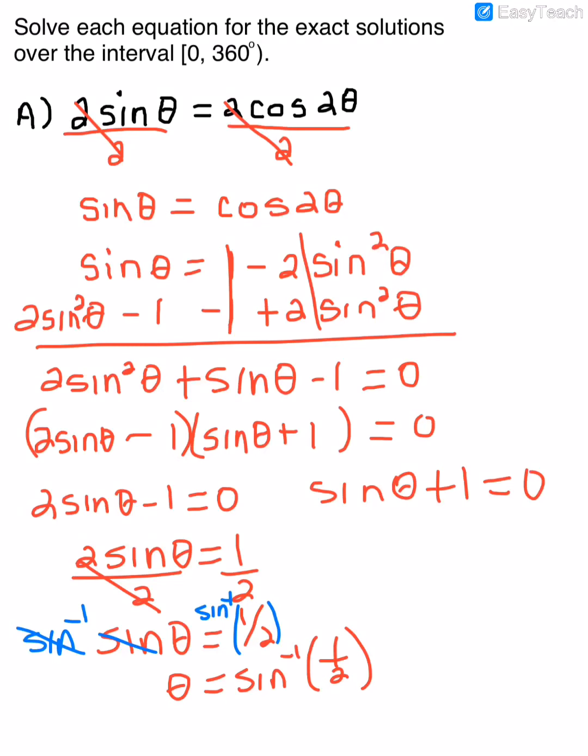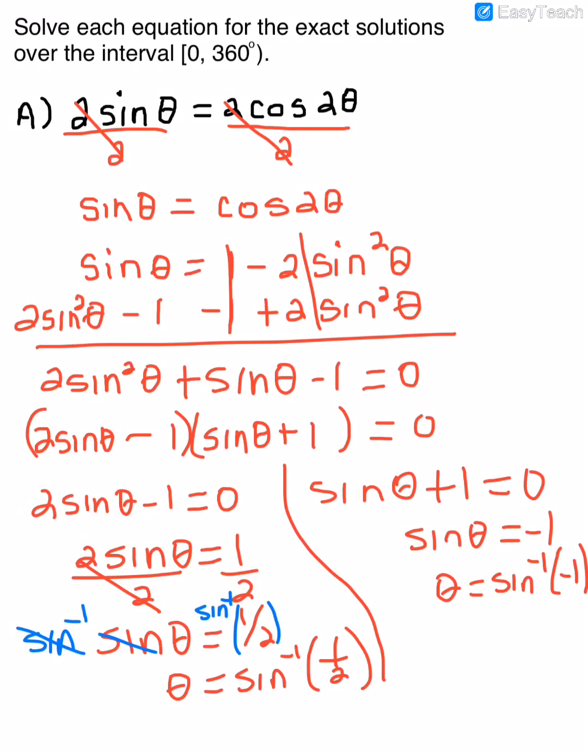Okay, and then for my other factor, I'm going to subtract 1 from both sides, so I get sine of theta is equal to -1, and then I take the sine inverse of both sides again, and that gives me theta is equal to sine inverse of -1. Okay, so I need the exact solutions for these angles between 0 and 360 degrees.